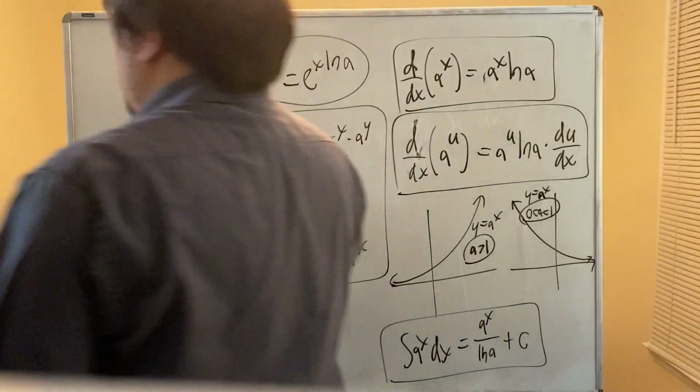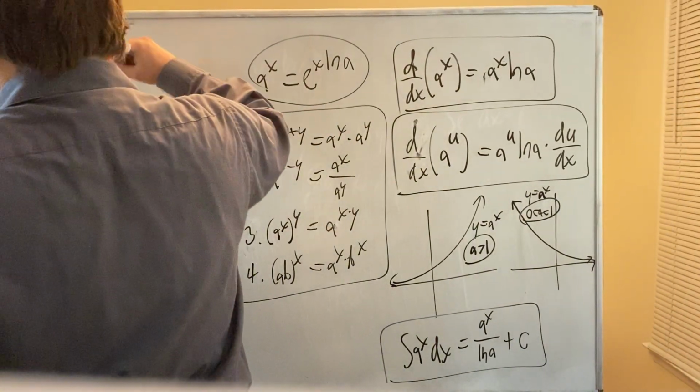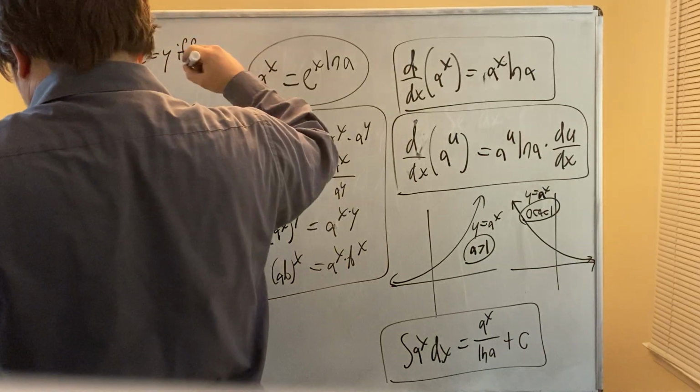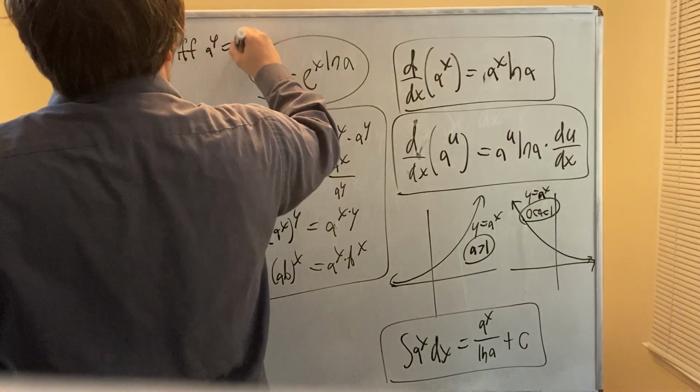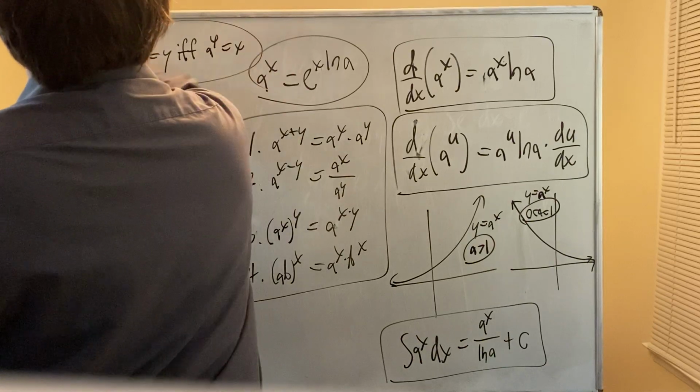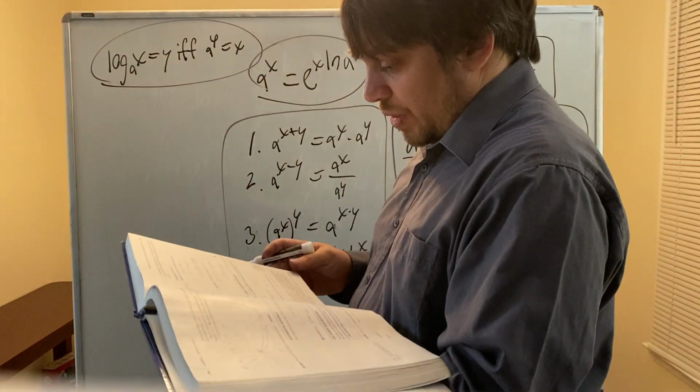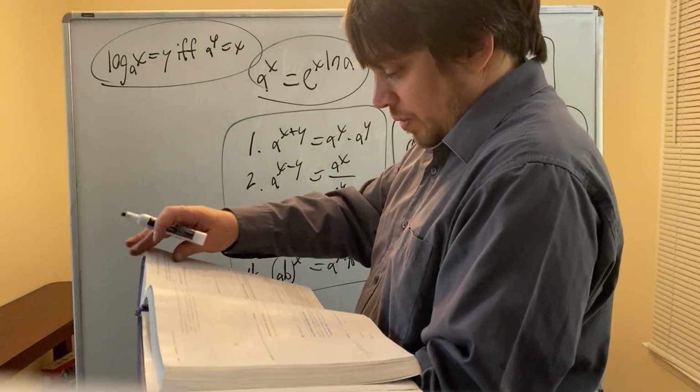Okay. Here's another equation. Log base a of x equals y if and only if a to the y is equal to x. So you need to know that. The way I remember is a to the y is x, kind of like visually looking at it.